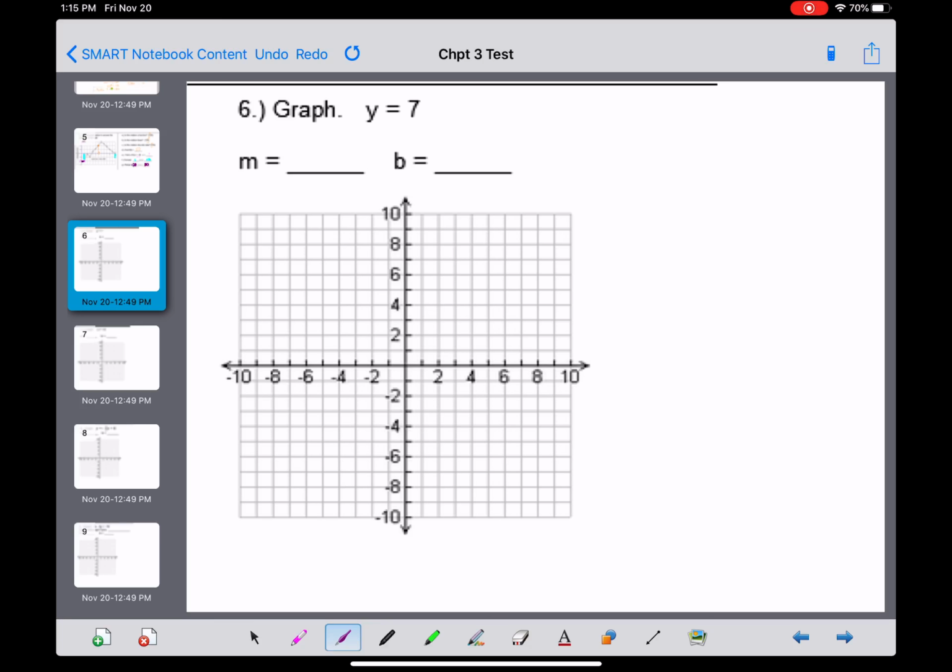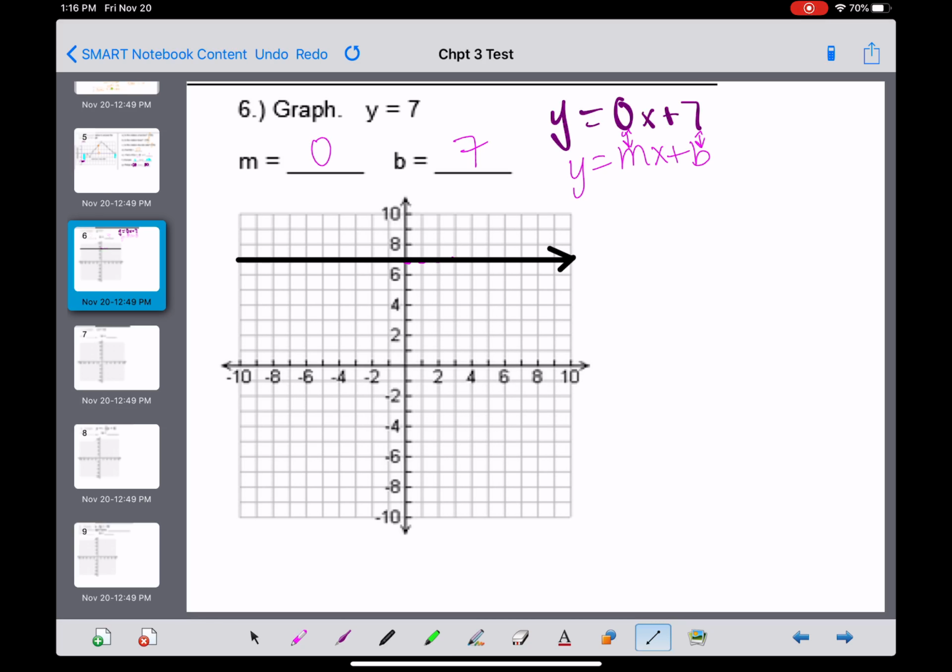Graphing the line y equals 7. We can rewrite that as y equals 0x plus 7, if that helps. We are emulating the formula y equals mx plus b. My slope is 0. My y-intercept is 7. So I start at 7. If my slope is 0, I don't rise any, but I run 1. Rise 0, run 1, rise 0, run 1, and I have a horizontal line at y equals 7.